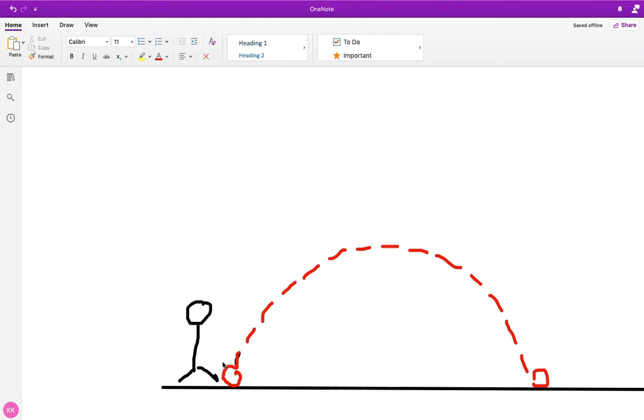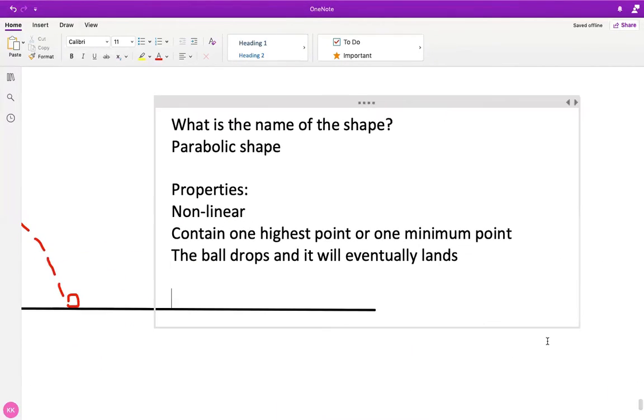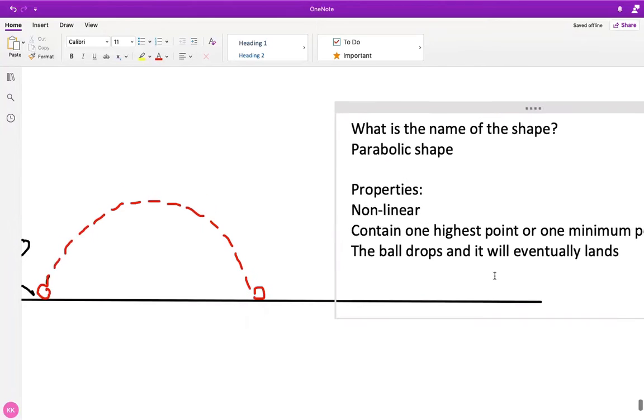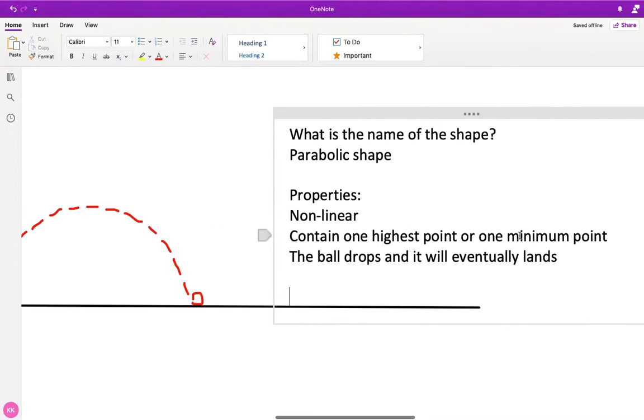The ball will undergo this motion, reach the maximum point, and eventually drop at the original position, the ground position. So what is the name of this shape? The name of this shape is the parabola shape, and it has nonlinear properties. It contains one highest point, and the ball will drop and eventually land in the same position. These are the properties of the parabola shape.